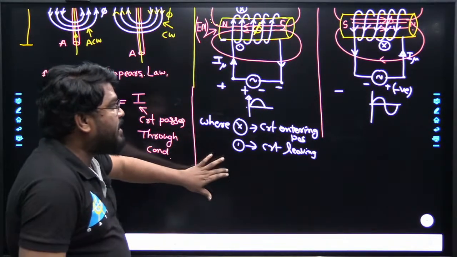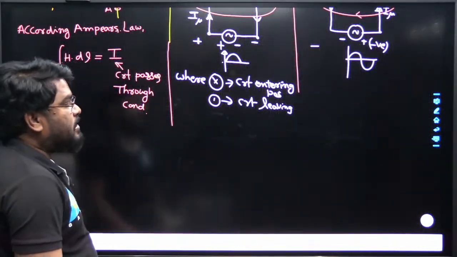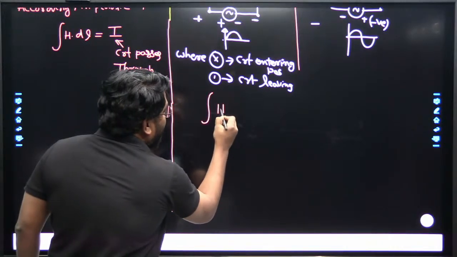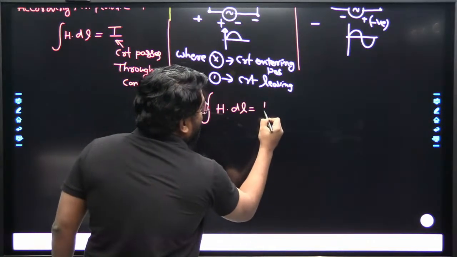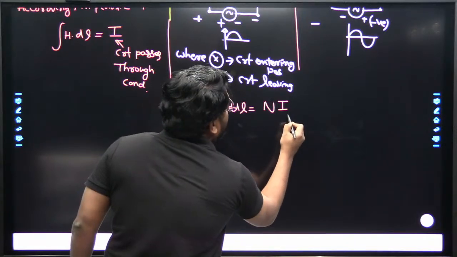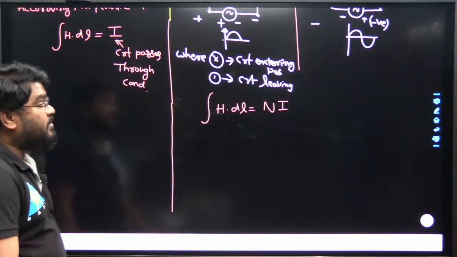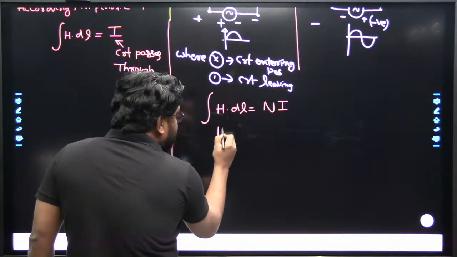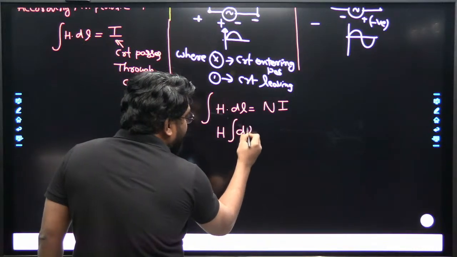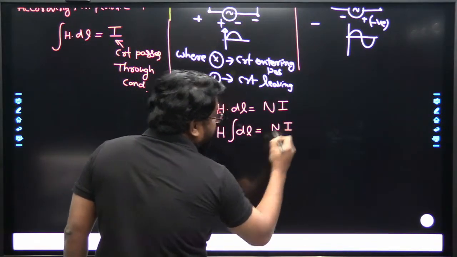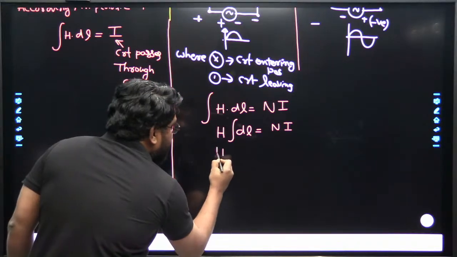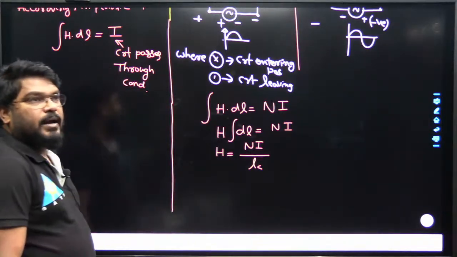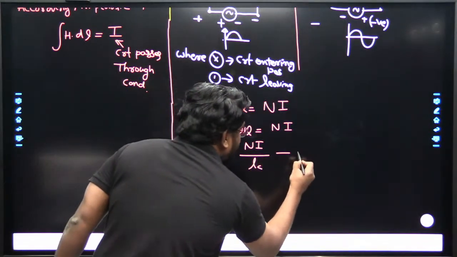Similarly for a single conductor. Suppose we have n number of conductors. Then the integral of H dl is equal to the number of turns multiplied by the current passing through the coil, which is the magnetizing current. Simplifying, H is constant, so H times the integral of dl equals number of turns multiplied by current. Therefore H is equal to N I divided by the length of the core. Let us call this equation 1.